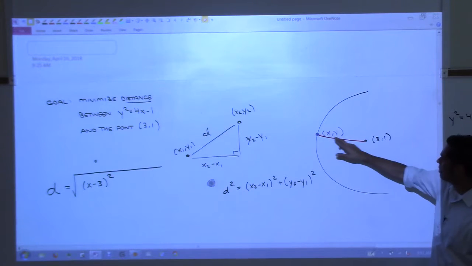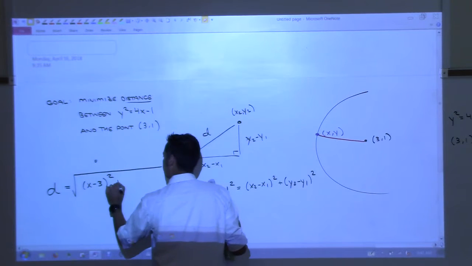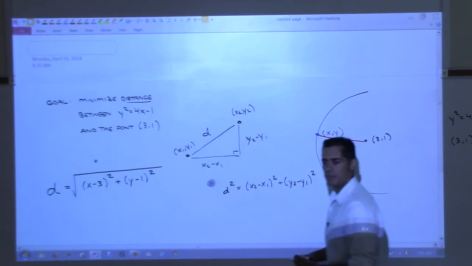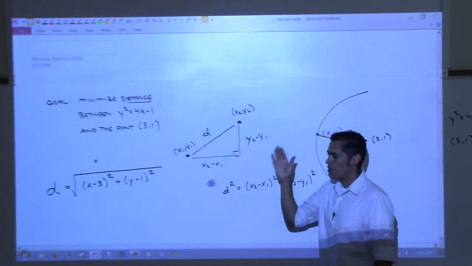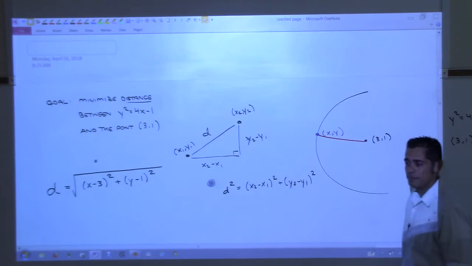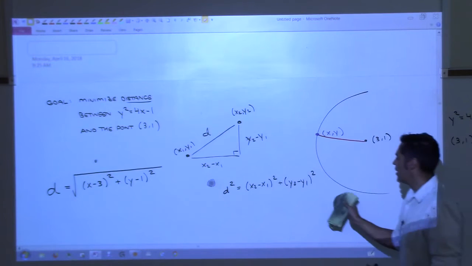But I'm going to do this x minus this x, and then I'm going to do this y minus this y. So plus y minus 1 squared. Are we good? That is an equation that gives me the distance between these 2 points, but there is a problem with that equation. What's the problem? It has 2 variables. So we need to get it down to 1. Anybody have an idea of how I can get that down to 1?